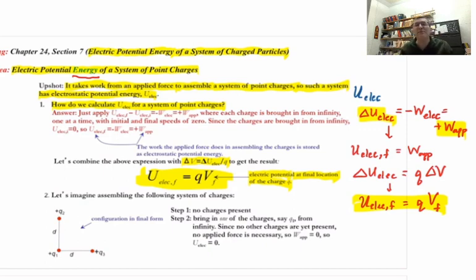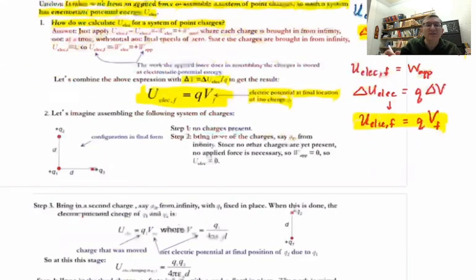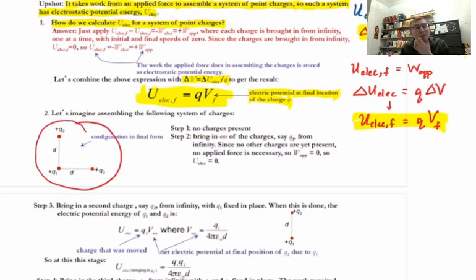We can use this idea for any system of point charges, any system, no matter how complex. Let's apply it to the system you see here under number 2. Okay? Let's just imagine that this is the system of charges that we have. This is the configuration of the charges in their final form.